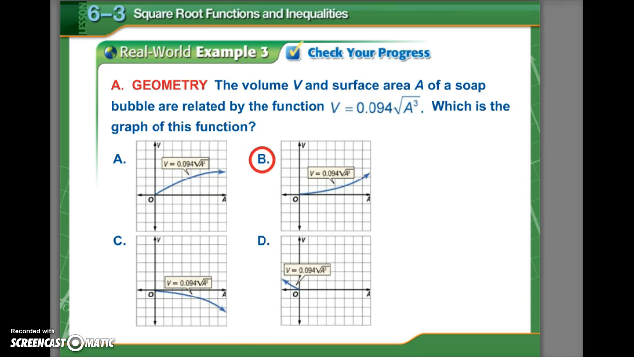Okay, our answer this time is B. This is the graph of 0.094 square root of a cubed. It's a little bit different looking from the other square root functions we've looked at so far.